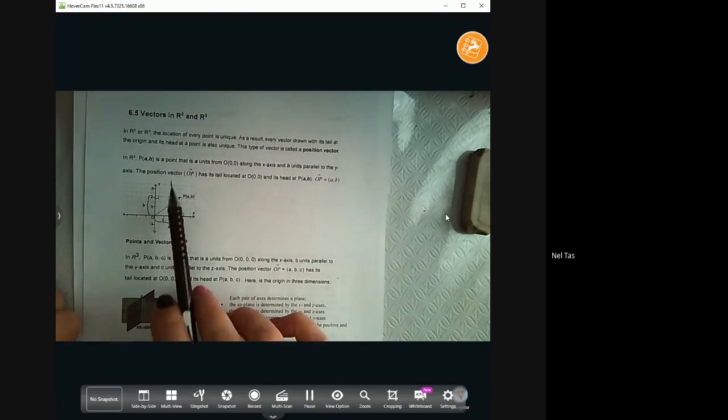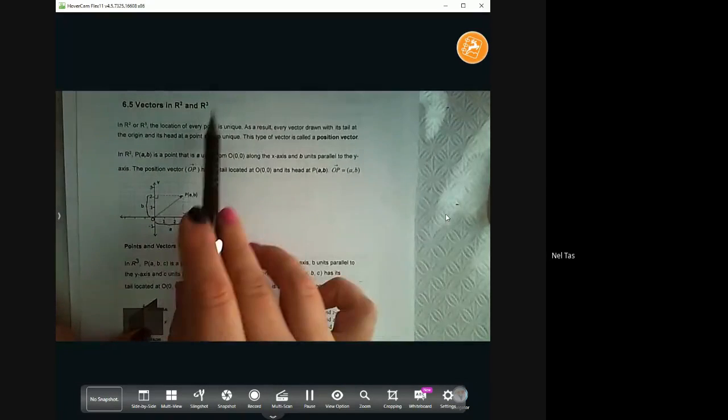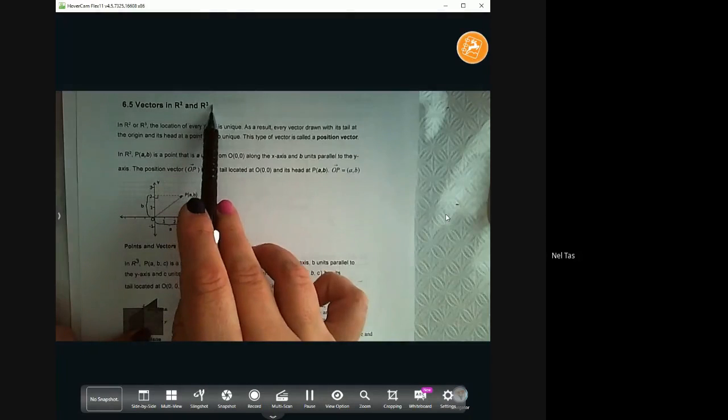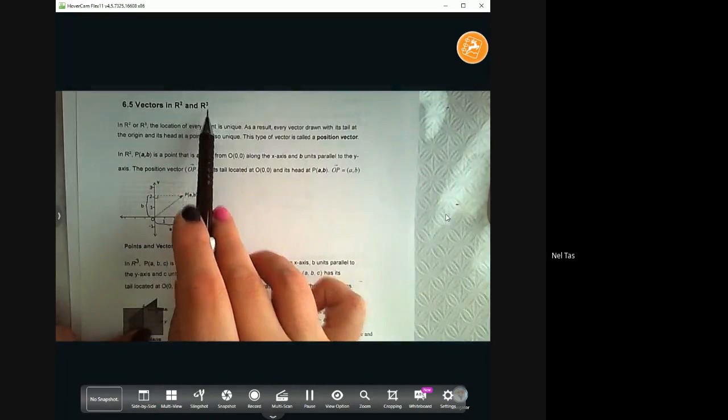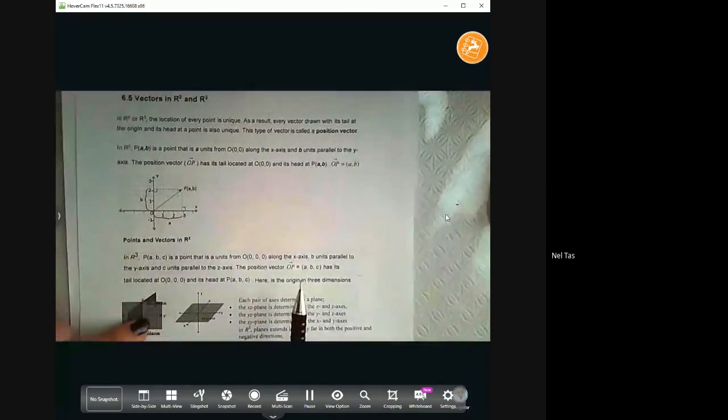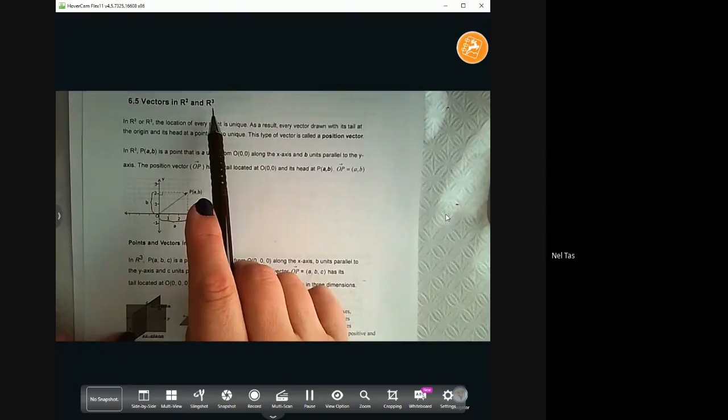So we are starting algebraic vectors today, and we are doing 6.5 vectors in R2 and R3. In R2 and R3, the location of every point is unique. When we say R2, we are talking about a 2D system, x-axis and y-axis. When we say R3, it is written as R cube, but when you say it, you say R3. It involves three axes, x, y, and z axis. So it is the 3D vectors, okay? So we're going to represent 3D vectors in the R3 system.